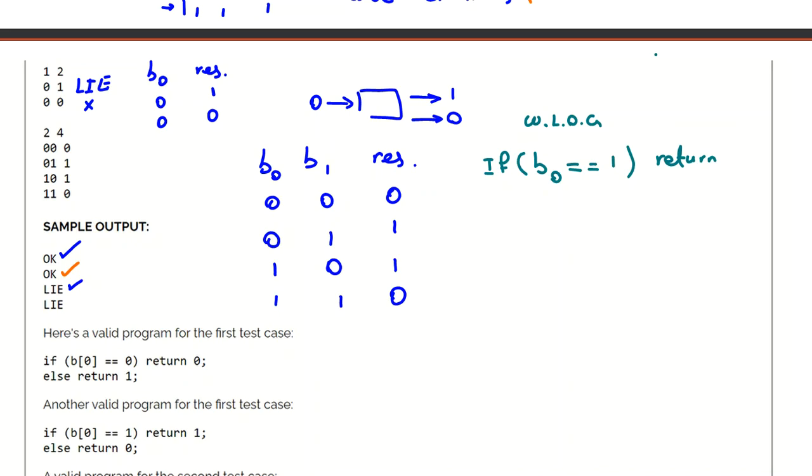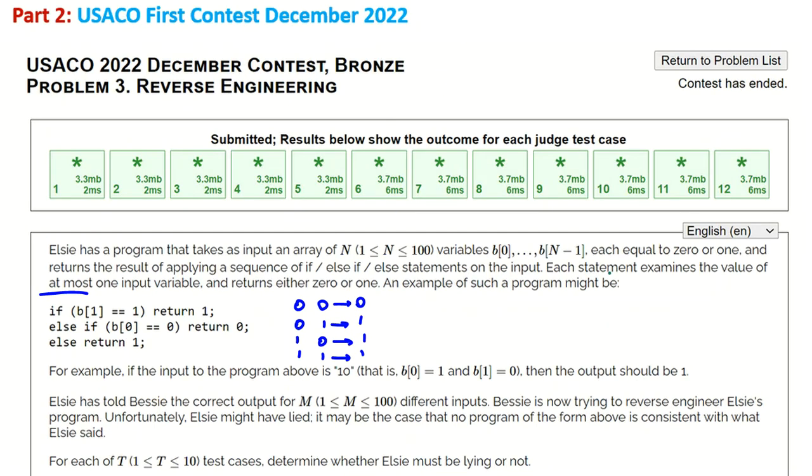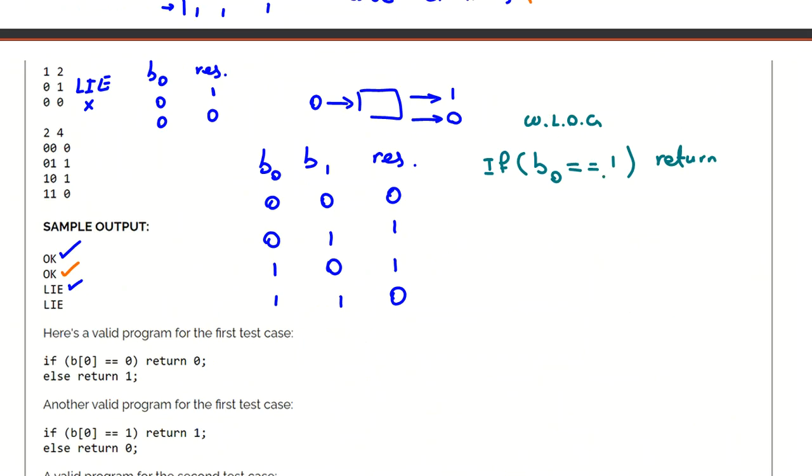Look, the problem says, let me show you. Each statement examines the value of at most one input variable and returns either 0 or 1. So we should return one of them. In the first case, if you say for the first condition, it returns what? Because when B0 is 1, we have these two cases and the output is both 1 and 0. If you check B0 is 0, we have these two things, then we have two conditions.